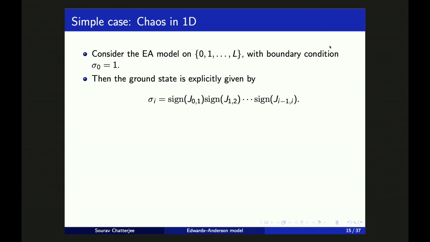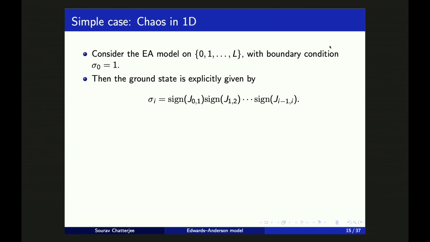And why is this the ground state? Because if you take sigma_{i+1}, then all the signs up to i cancel out, since sign squared is 1. And you just have that sigma_{i+1} is the sign of g_{i,i+1}. And so when you multiply by g_{i,i+1}, you get the absolute value of g. And that's the best you can hope to get. Okay?